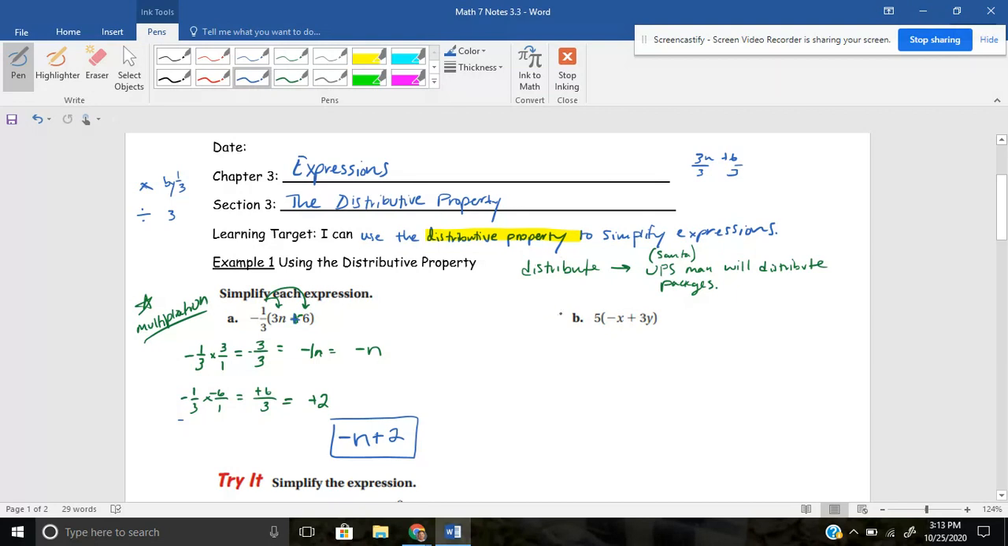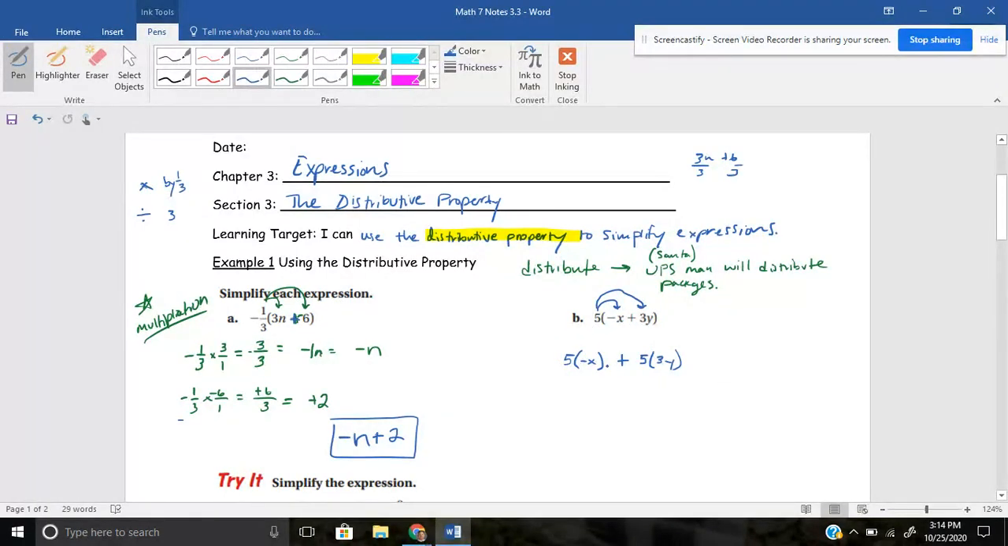So I'm going to take whatever is on the outside, my 5, and I'm going to distribute it, share it with whatever is on the inside. And remember, since it's smushed up next to that parentheses, that means multiply. So first I'd have 5 times negative x plus 5 times 3y. Sorry, that's a positive 5. 5 times negative x plus 5 times 3y.